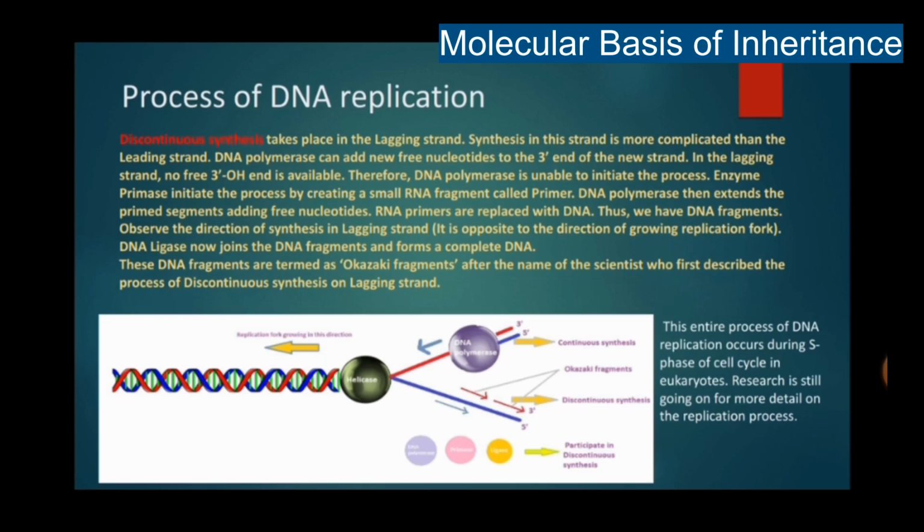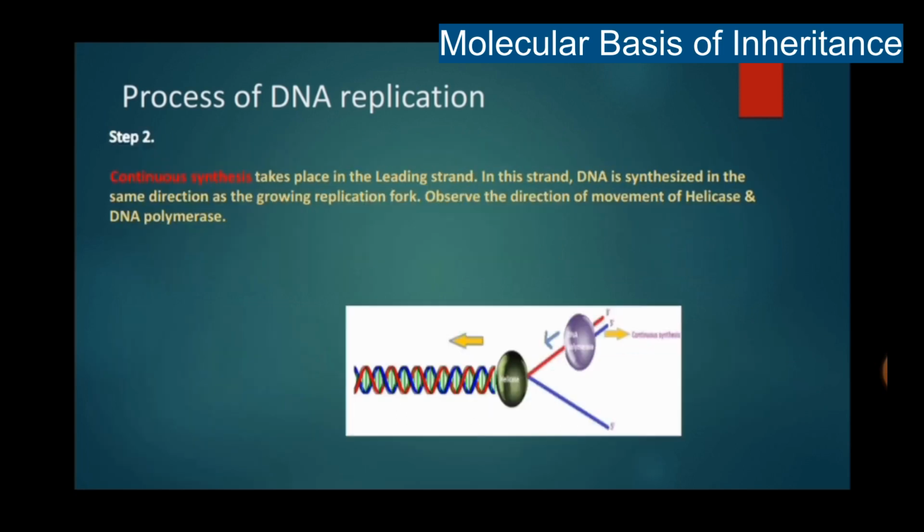So children, first of all, let us talk about the continuous synthesis. So सबसे पहले तो हम continuous synthesis के बारे में बात कर लेते हैं, because it is comparatively simple. Now continuous synthesis happens on the leading strand. Here the DNA polymerase reads the leading strand template and adds the complementary nucleotides continuously. ये जो DNA polymerase है ये इस leading strand को continuously read करता है और इसकी complementary base pairing से new strand को synthesize करता है.